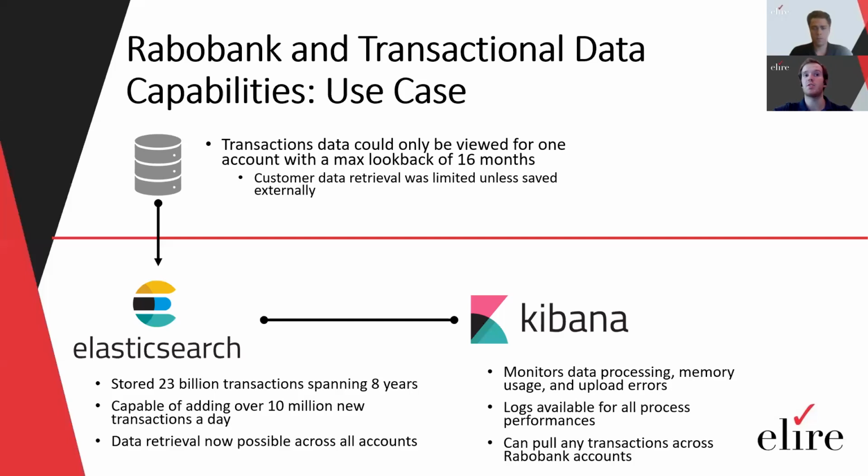Historically, their capabilities only allowed their clients to search their transactions dating back about 16 months, a major limitation for the clients really looking to do research along long-term historical transaction trends and across all their accounts. With Elasticsearch, they expanded their offerings to their clients, allowing those clients to review transactions now dating back 8 years and across 23 billion transactions.